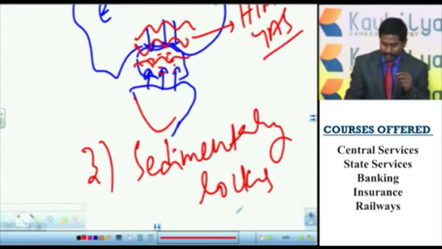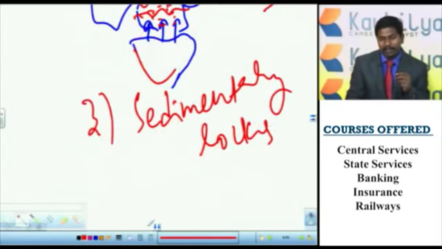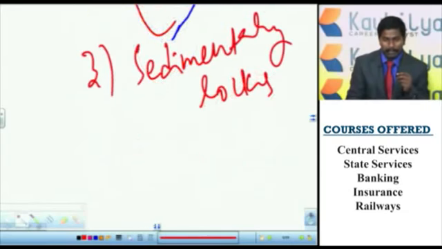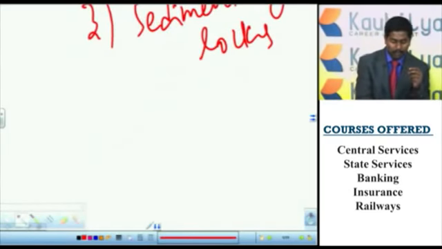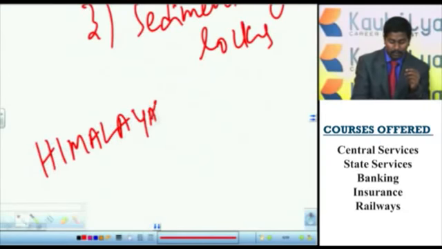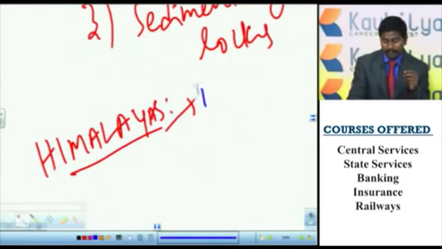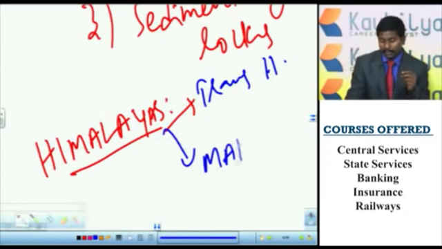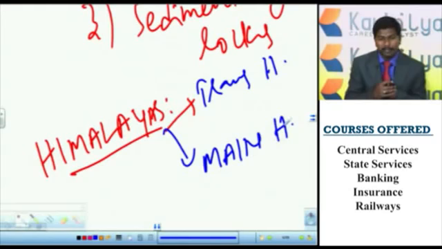Now today these Himalayas can basically be divided into two parts. Number one, Trans Himalayas. Number two, Main Himalayas. Trans Himalayas and Main Himalayas.